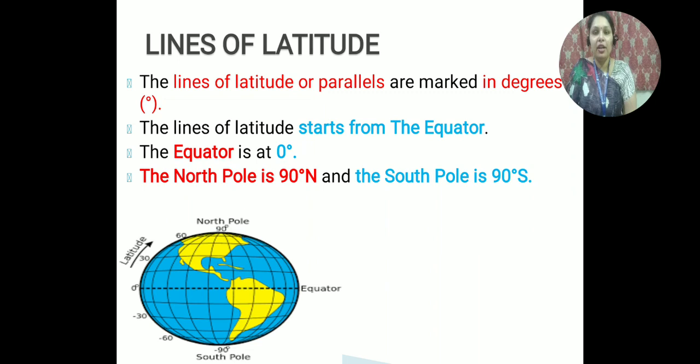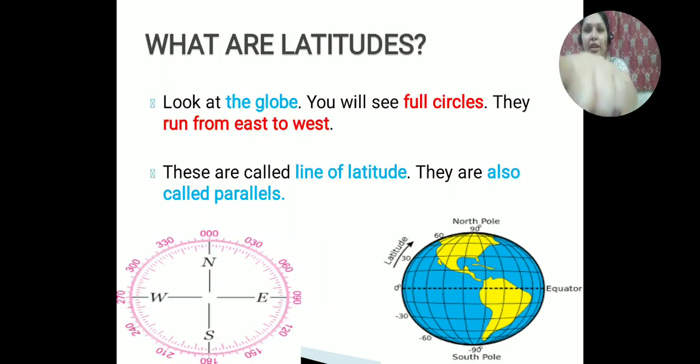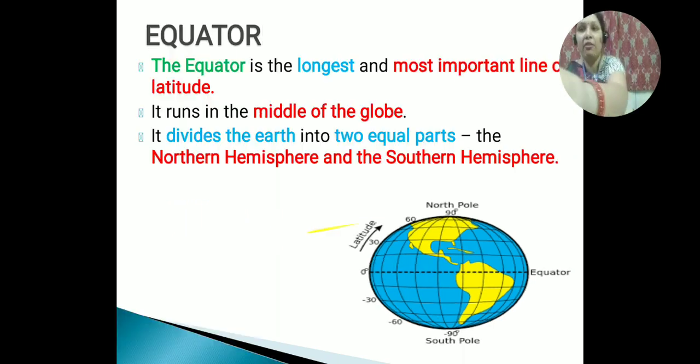Now, if we talk about the lines of latitude, as I told you earlier, lines of latitude are the lines dividing the earth. On the full circle of the map, or the globe, the lines which run from east to west are known as lines of latitude, and they are also called parallels.